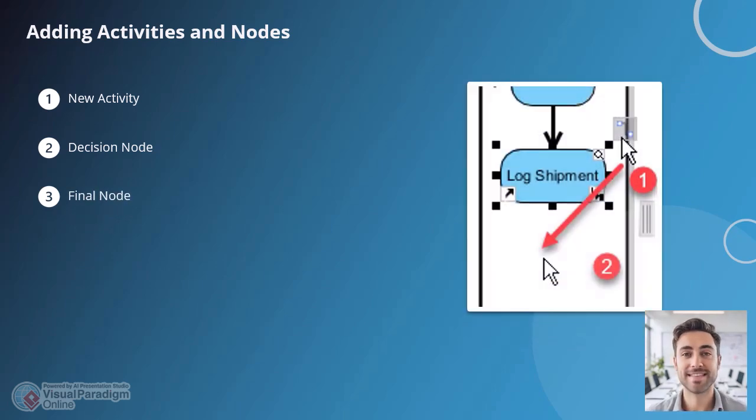Place the final node at the end of the workflow. This marks the completion point where all parallel flows converge and the process terminates.